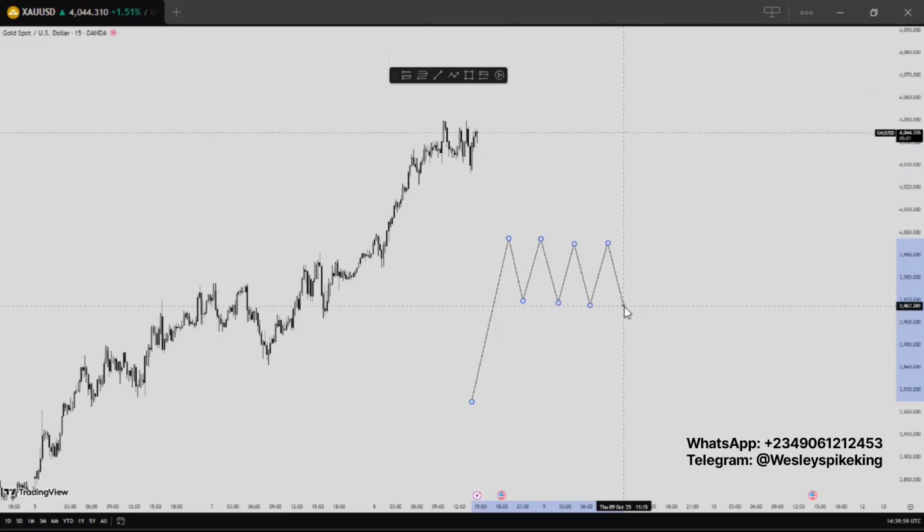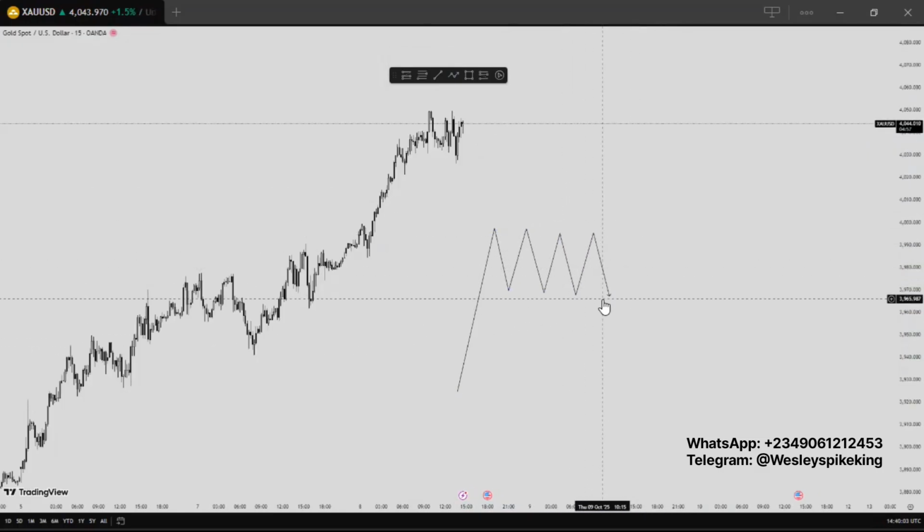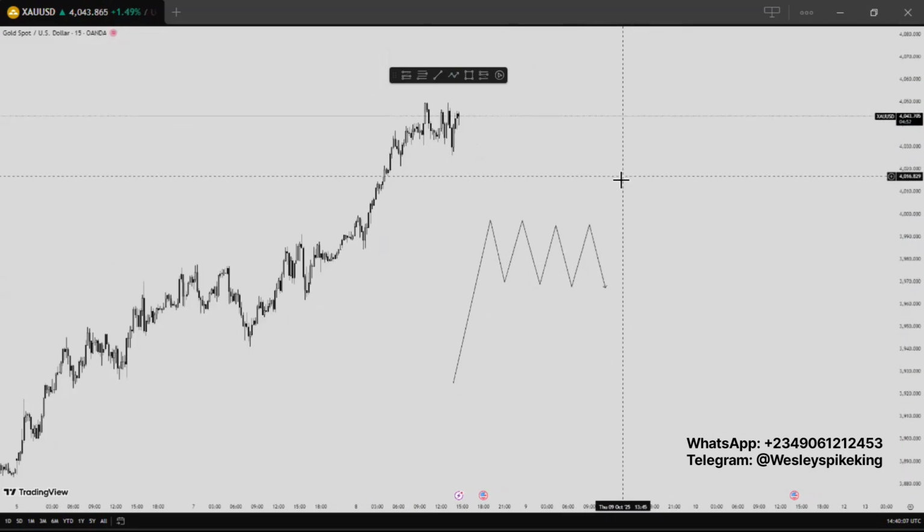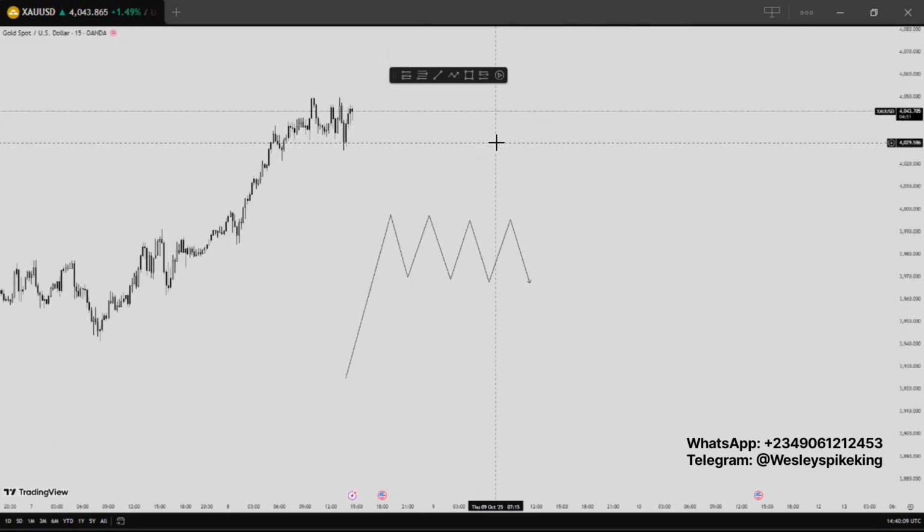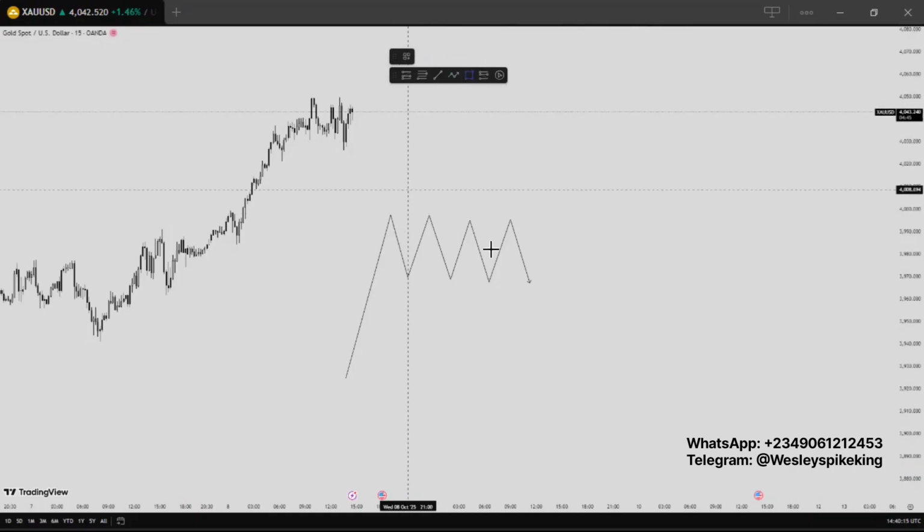Let's take for instance you have a rally base already forming, and then you want to take entries for the next rally going on. Okay, now I'm going to add a little bit of the ICT knowledge. If you've heard of accumulation, manipulation, distribution, you can actually apply it here. Now this is the base.